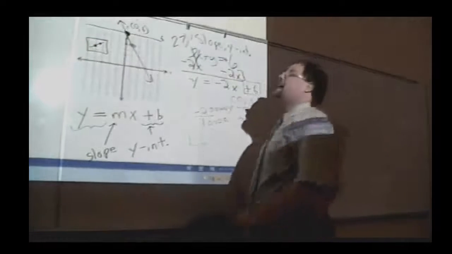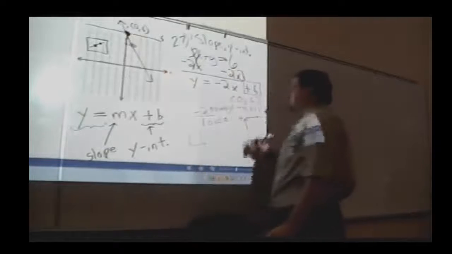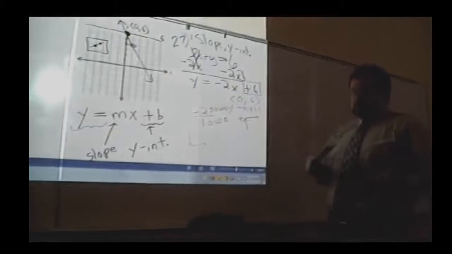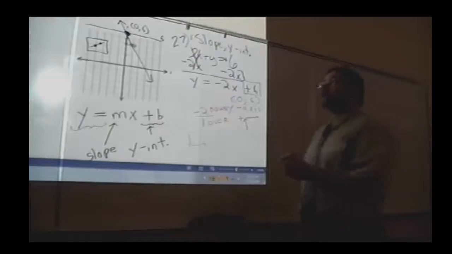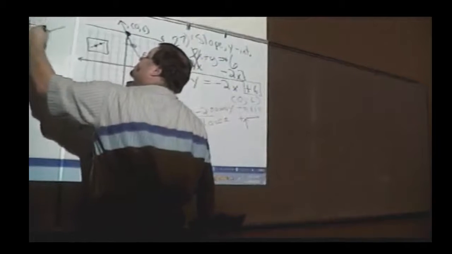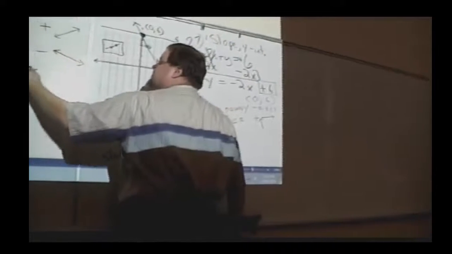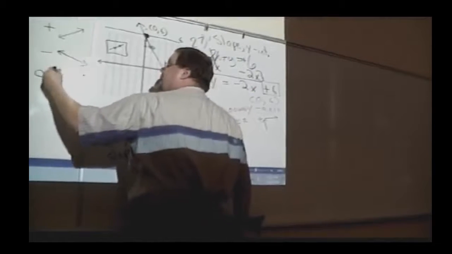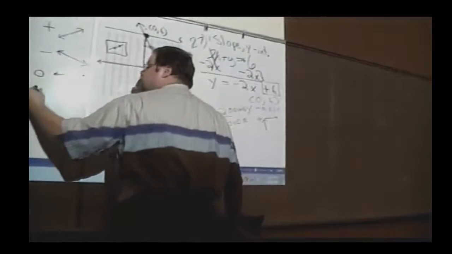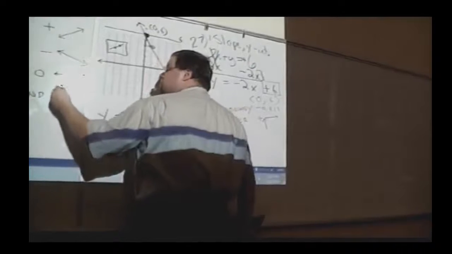Okay, so if the slope is negative, you go down and over. If the slope is positive, you go up and over. And once again, you should know what the line will look like, because if the slope is positive, the line looks like this. If the slope is negative, the line looks like this. And of course, if the slope is 0, the line looks like this. And if the slope is undefined, the line looks like this.